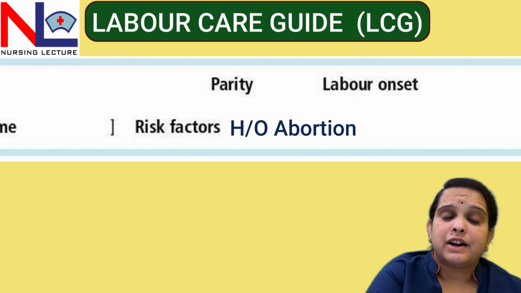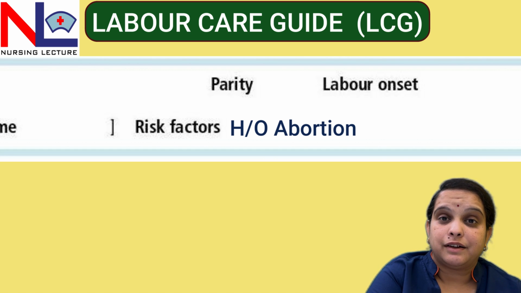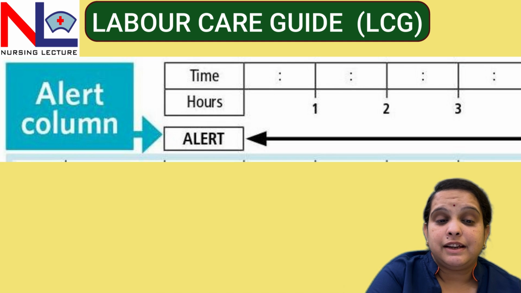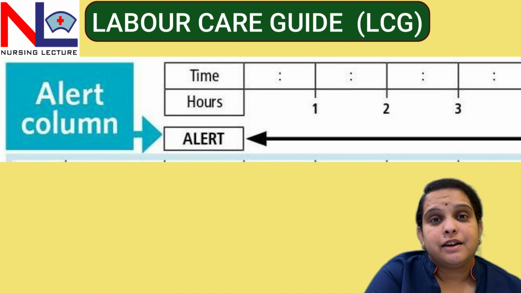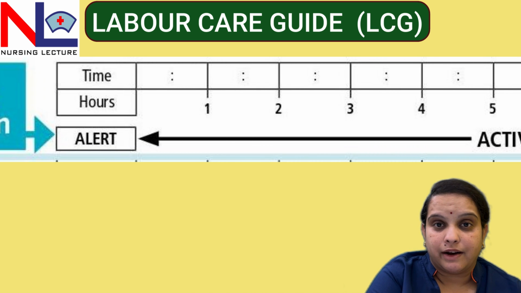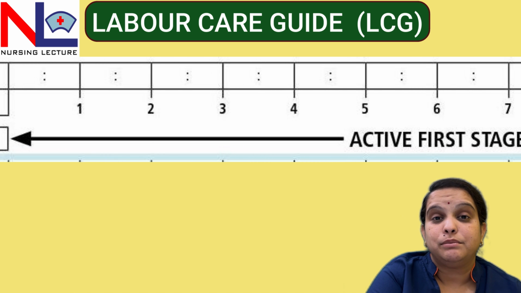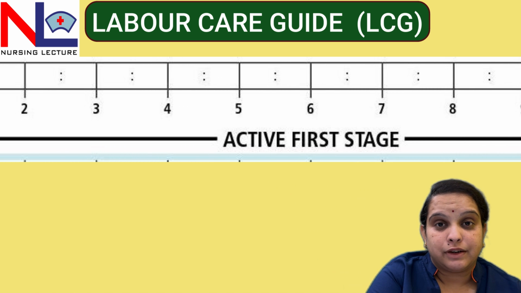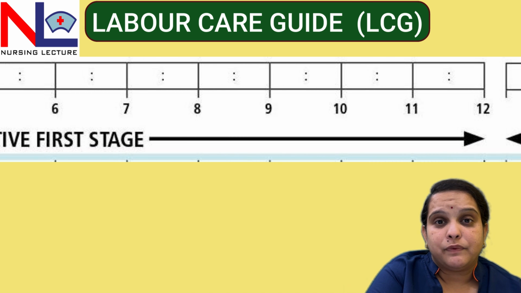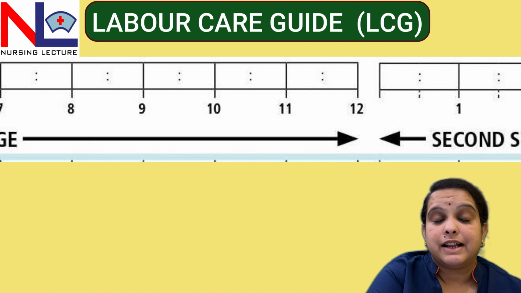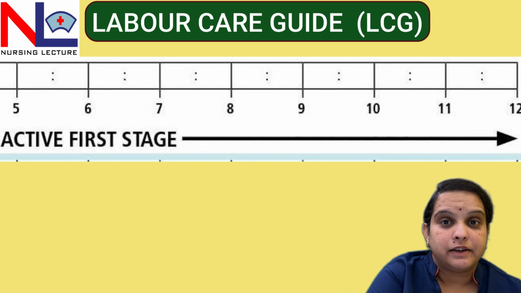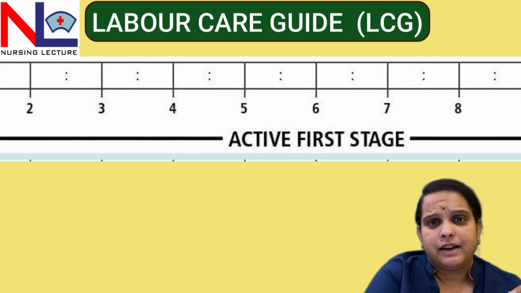Now before starting section two, there is something very important, that is the time and hour. Here each big column is equal to 1 hour, and at every column the hour is also written, 1, 2, 3, 4 respectively. The first column represents when the mother enters into the active phase, that is at 5 centimeter dilatation. There only we can write this timing.